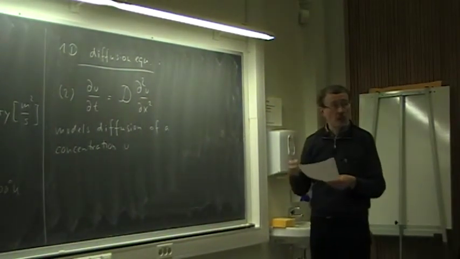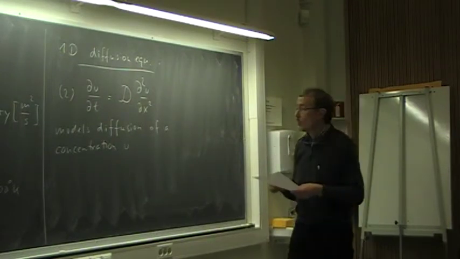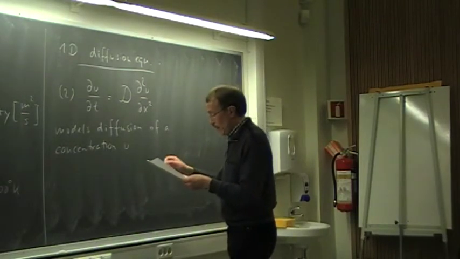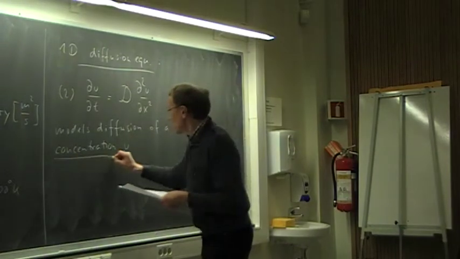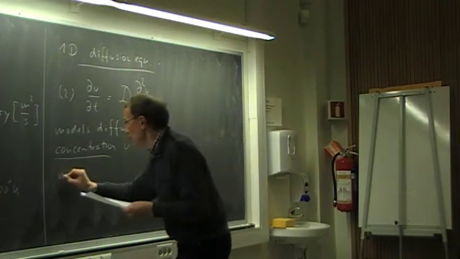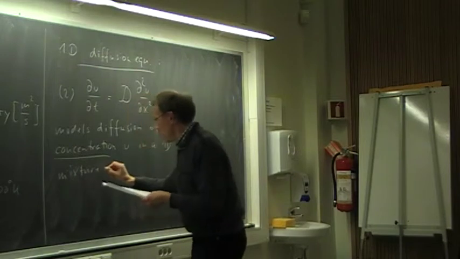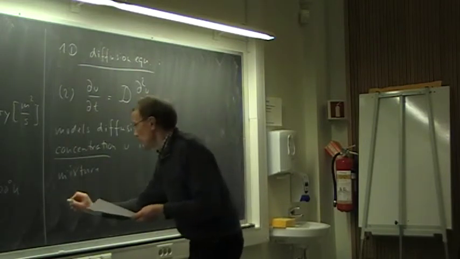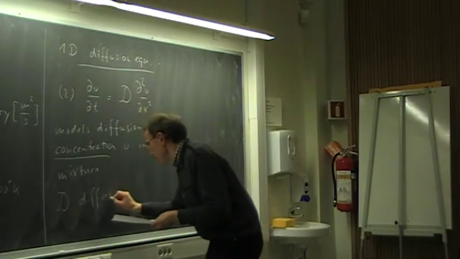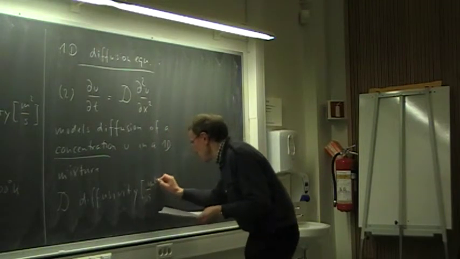So that is now concentration, and you measure in some way also the mass fraction, how much mass of that species is in that part regarding the mass of the mixture. So there is a concentration U in a 1D mixture. And the D is the diffusivity. This coefficient is the diffusivity. And that has also, of course, the same units.